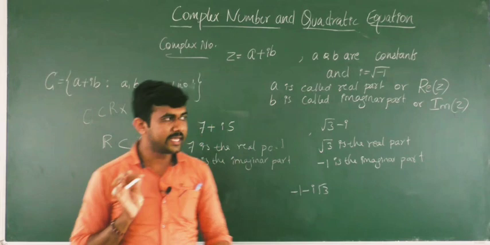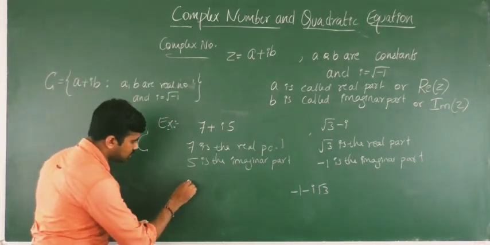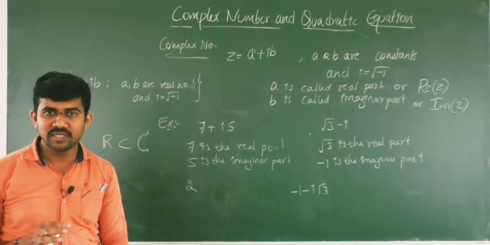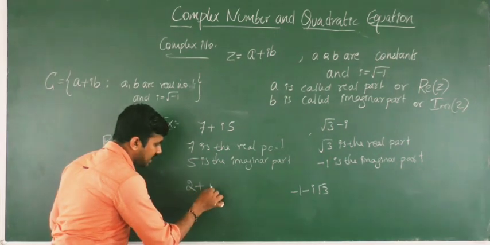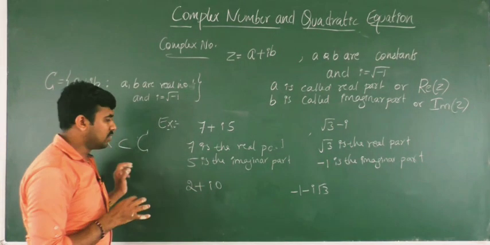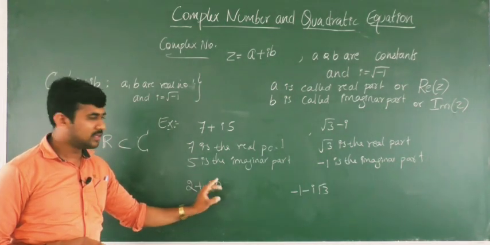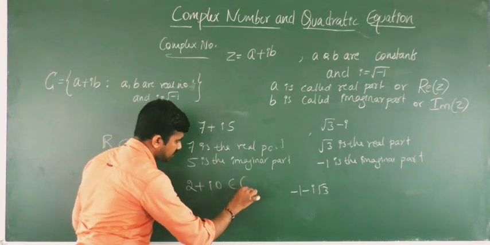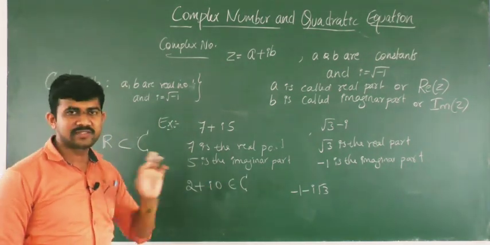I can give one example. If I consider the example 2, 2 is clearly a real number. But 2 I can write as 2 plus i into 0. Here the other value b is 0, so clearly it is in complex form. This belongs to C. So any real number you consider clearly belongs to C.